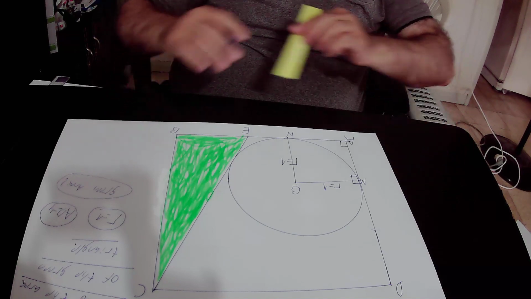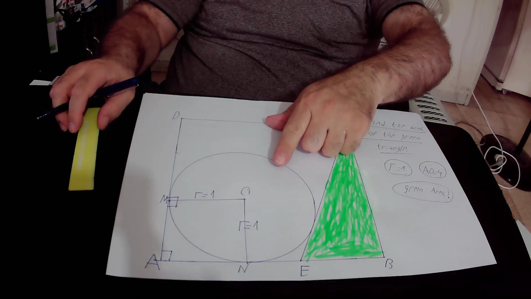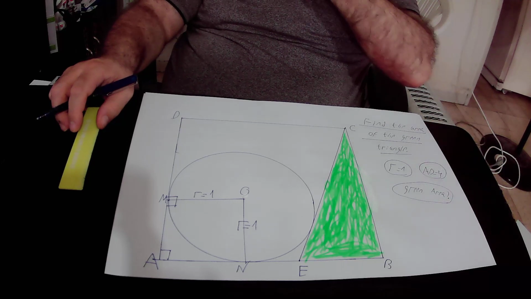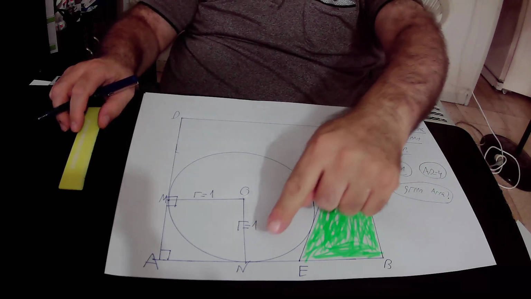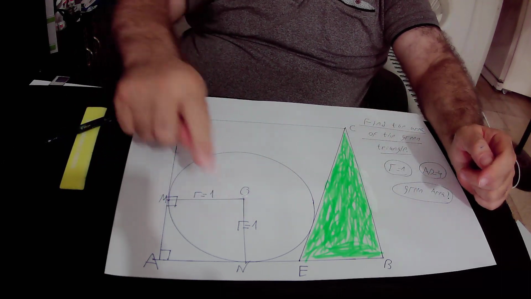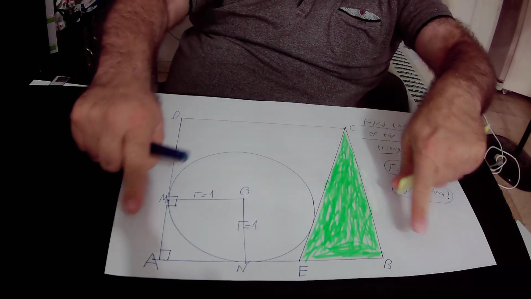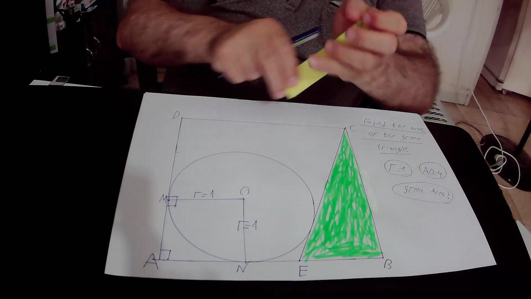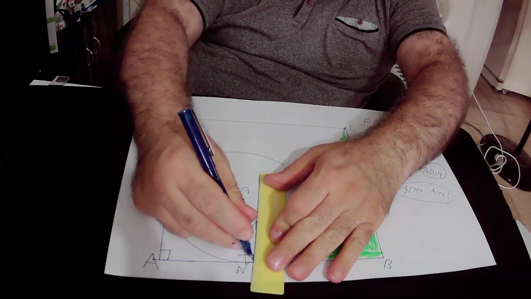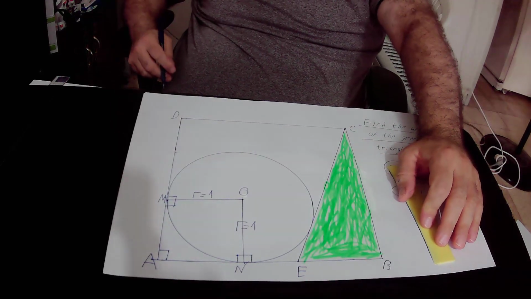So as you can see, we have this radius, the radius ON, drawn to the point of tangency, that is to say it is drawn to point N, that is the point of tangency of tangent AB with this circle. Therefore, according to rule number one, the tangent AB will be perpendicular to this radius. That is to say, this angle will be equal to 90 degrees, and this angle will be also equal to 90 degrees. Okay?